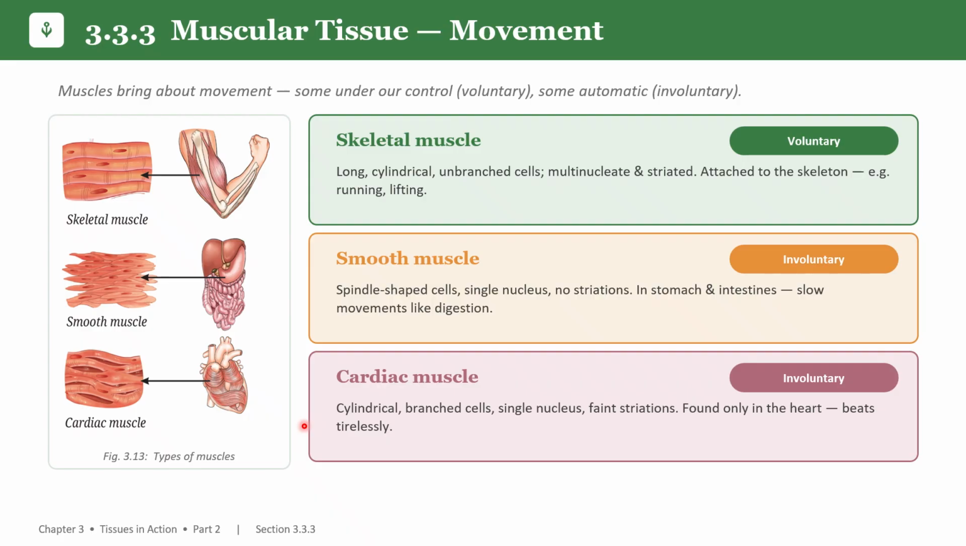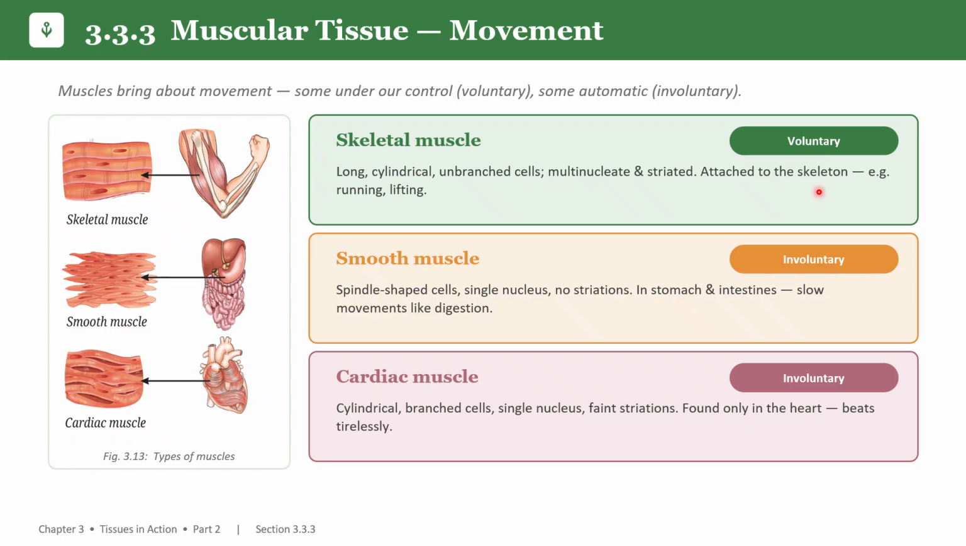Muscles help us perform movements, and there are two types of movements: voluntary movement and involuntary movement. Voluntary movements are those under our control, like walking, writing, running, dancing. All these are performed by the skeletal muscles. The features of skeletal muscles: they are long, cylindrical, unbranched cells, multinucleate, striated, and attached to the bones, or we can say the skeleton. Then involuntary movements occur automatically, like your digestion and your heartbeat.